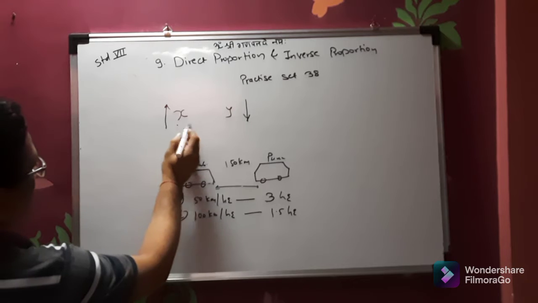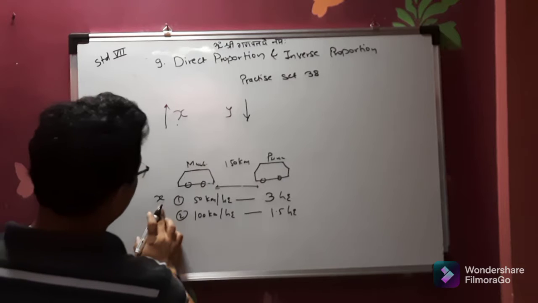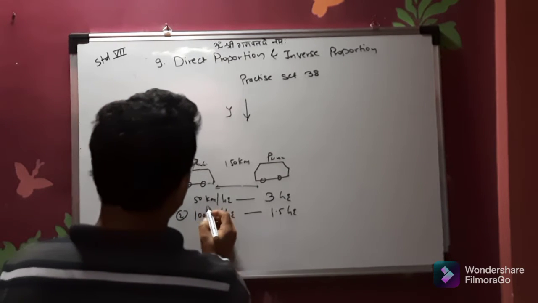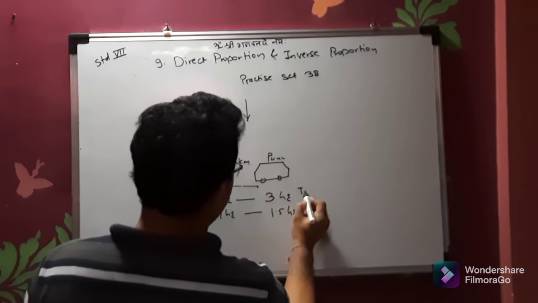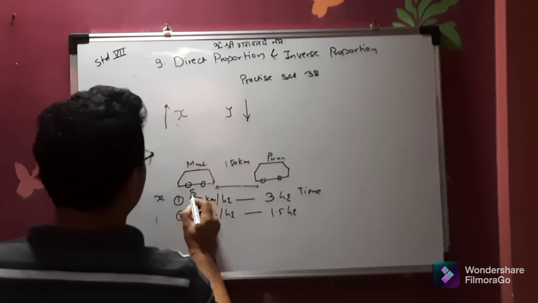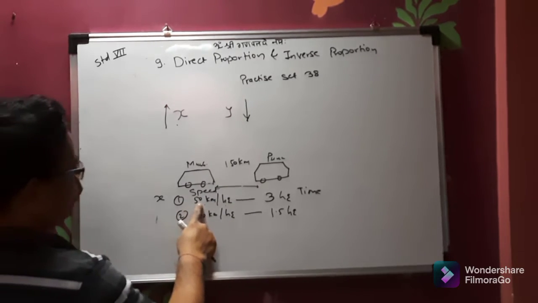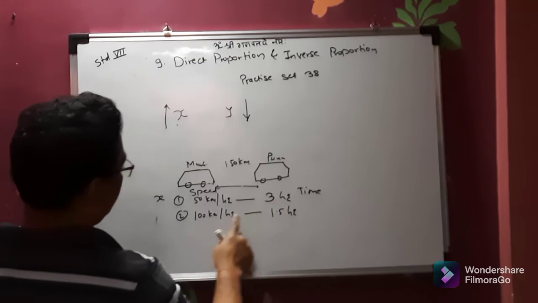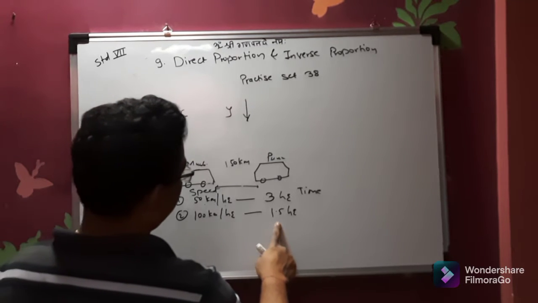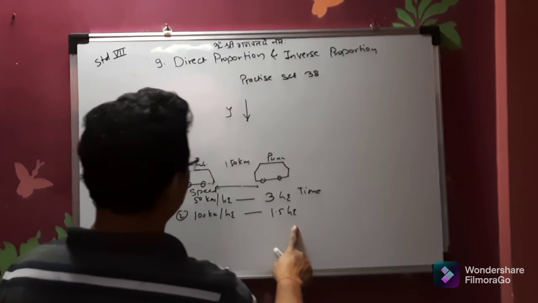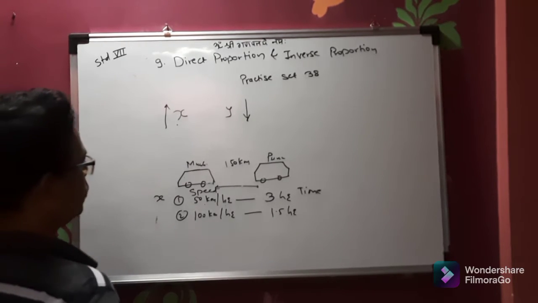Like one vehicle is x, another vehicle is y. So this one vehicle, x, is moving at the speed of 50 kilometer per hour. At that time it takes 3 hours. This is time and this is speed. So when speed is 50 kilometer per hour, at that time it requires 3 hours. When the speed is 100 kilometer per hour, at that time it requires 1.5 hour. So it is inverse proportion.